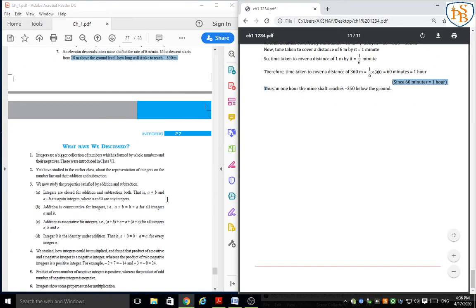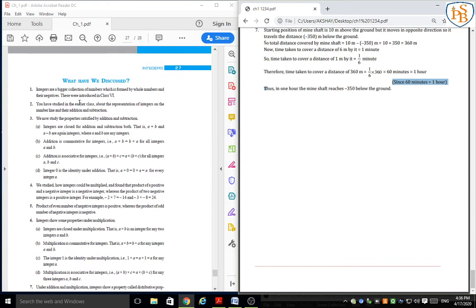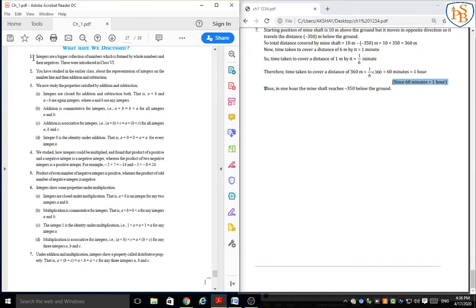So what have we discussed? Integers are a bigger collection of numbers which is formed by whole numbers and their negatives. These were introduced in class 6. You have studied in the earlier class about the representation of integers on the number line and addition and subtraction. We now study the properties satisfied by addition and subtraction. Integers are closed for addition and subtraction both, that is a plus b and a minus b are again integers where a and b are any integers.